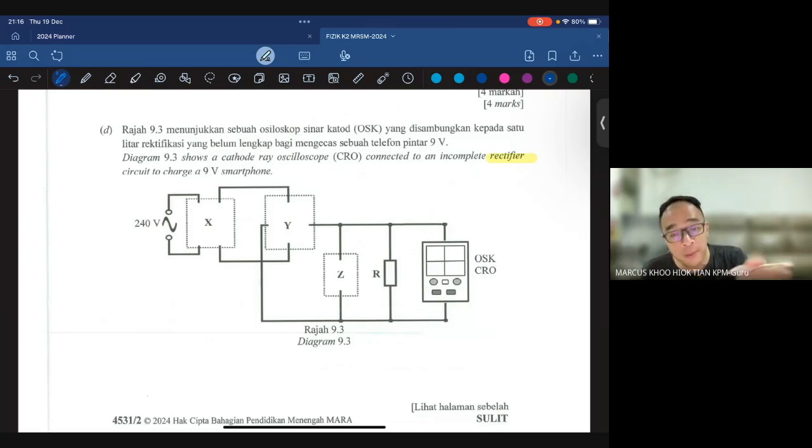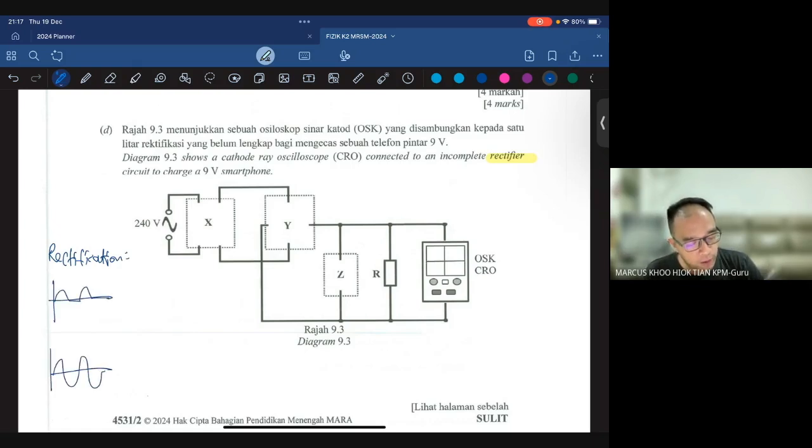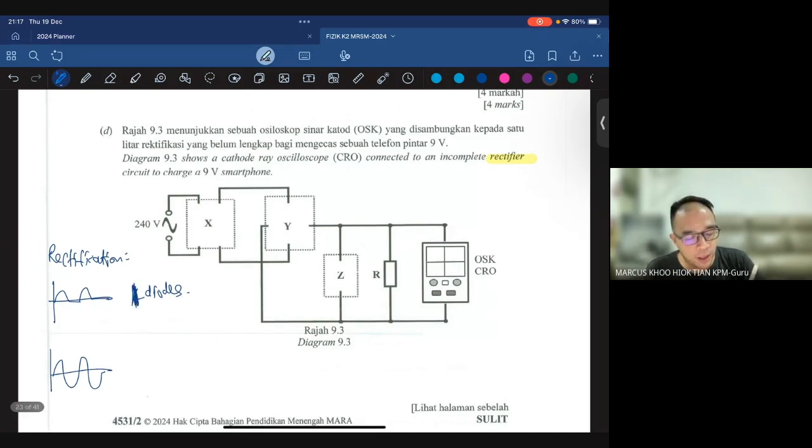Okay, so remember the rectifier circuit, there are two kinds of rectification. Okay, rectification got two types. Rectifikasi ada dua jenis. One is half wave and the other one is full wave. Okay, half wave is one diode, one diode.